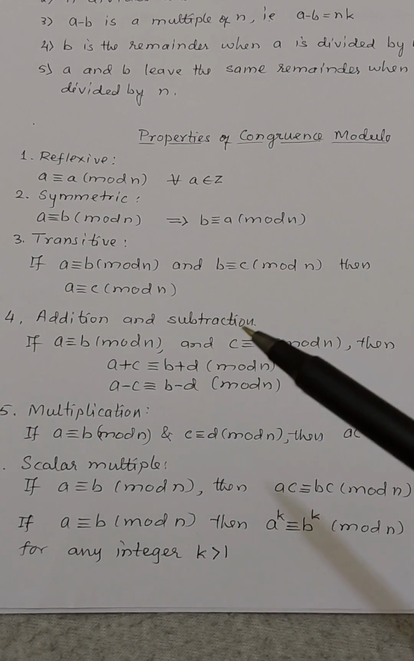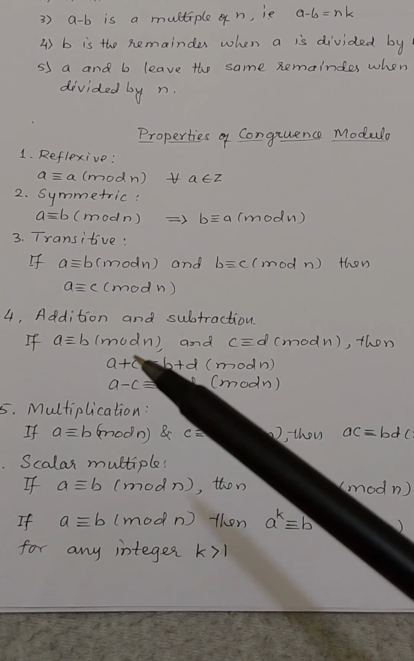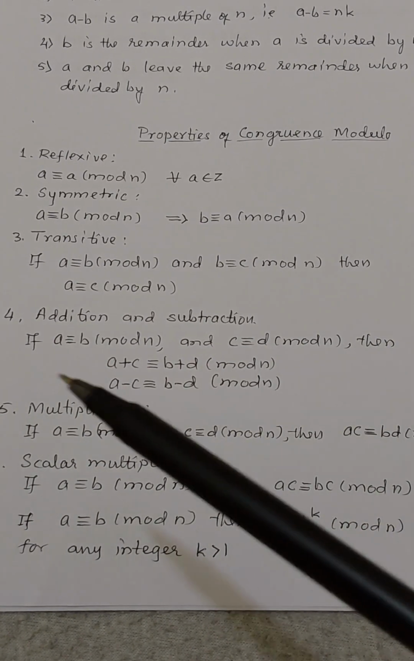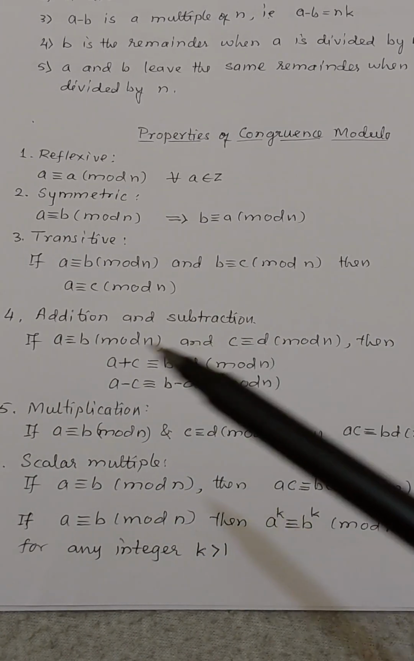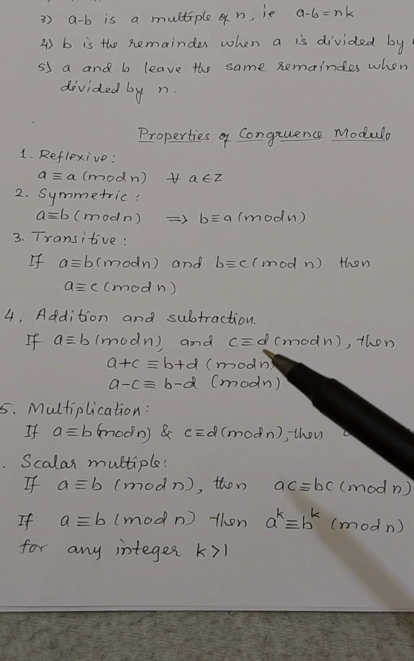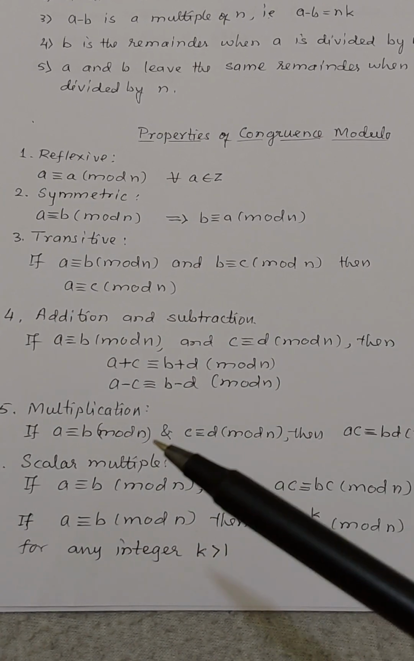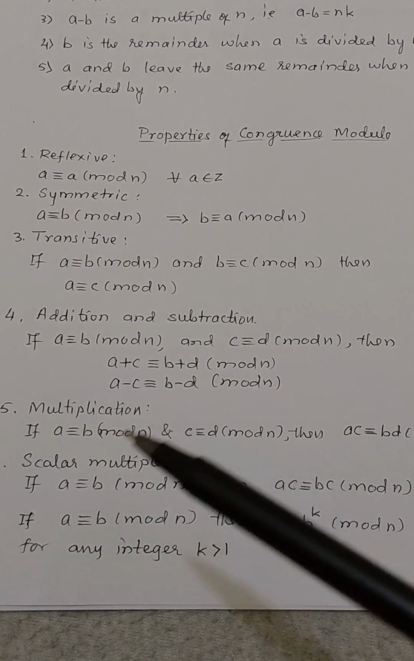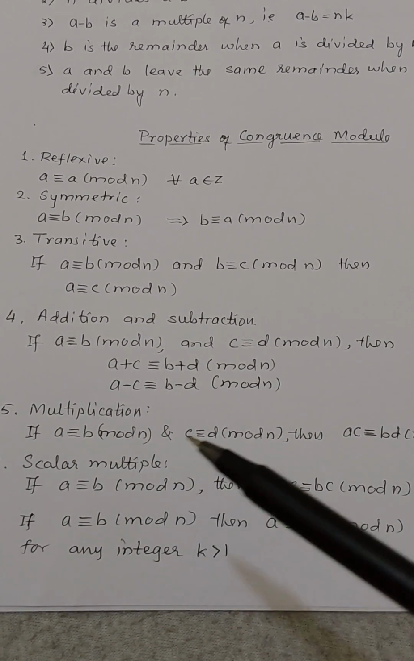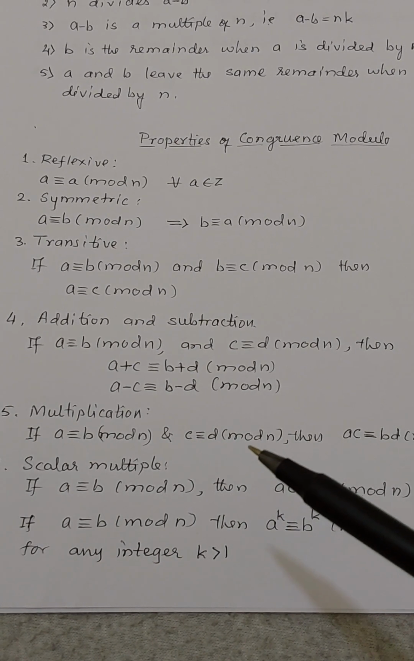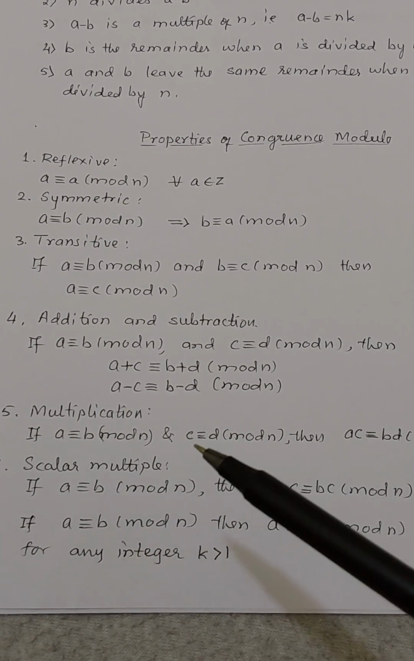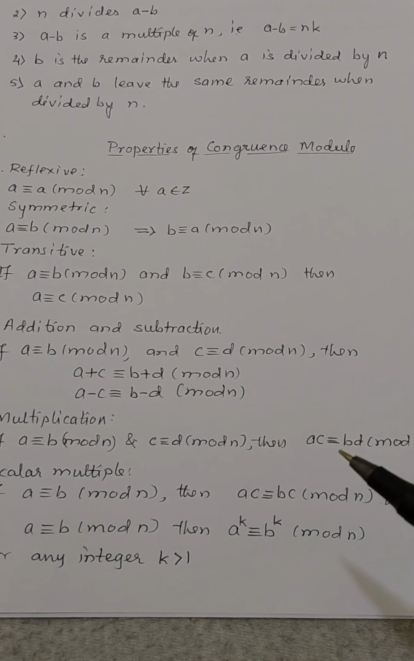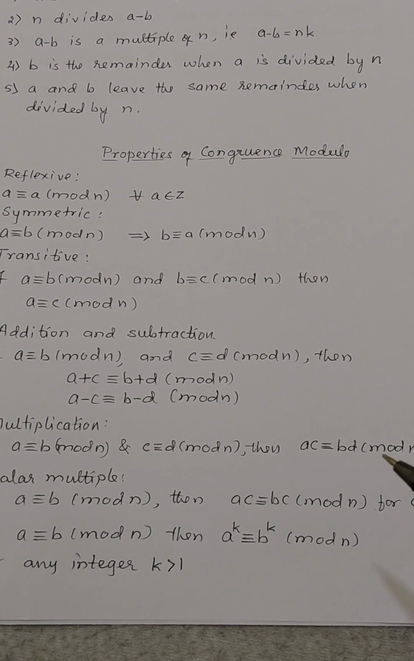Addition and subtraction property: if A is congruent to B mod n and C is congruent to D mod n, then A plus C will be congruent to B plus D mod n. Similarly for subtraction. Multiplication property: if A is congruent to B mod n and C is congruent to D mod n, we can multiply A and C and B and D. So AC will be congruent to BD mod n.